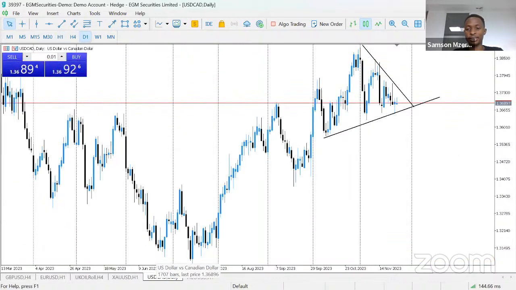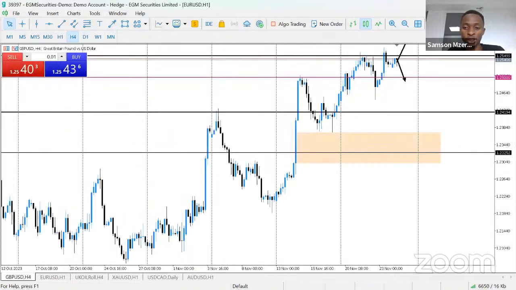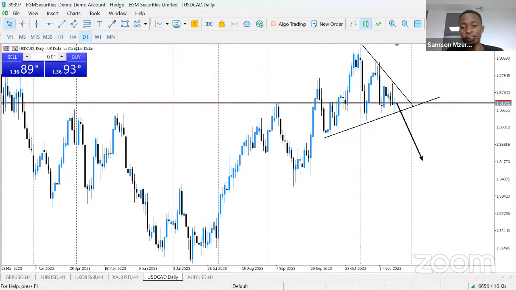USD CAD, another interesting play. Now here again, we are talking about a weak dollar, and a weak dollar on USD CAD is a downtrend. Remember, a weak dollar on GU and EU is an uptrend. So in this case, it's the opposite. What are we seeing at the moment? We are seeing that we are in a symmetrical triangle on the daily.